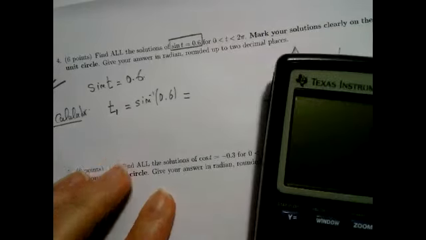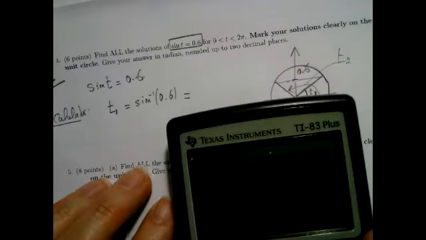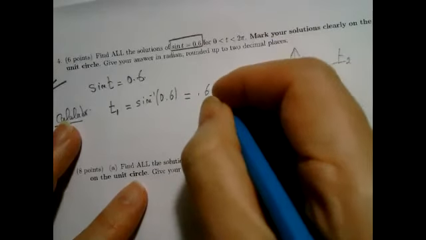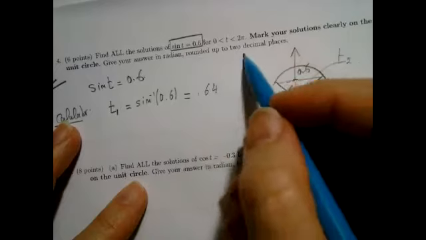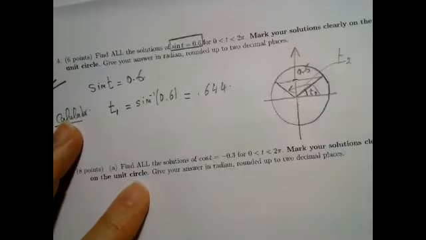So this is the sine inverse of 0.6. It's giving me 0.6435. I told you to round to 2 decimal places, so I'm going to round it to 0.64.